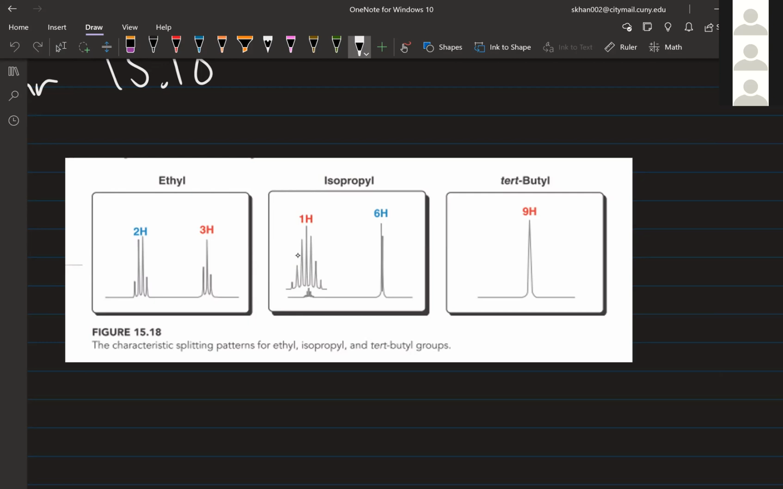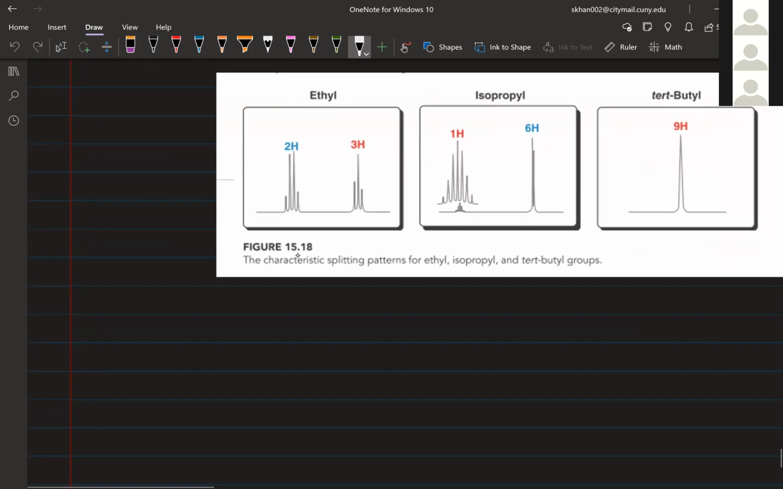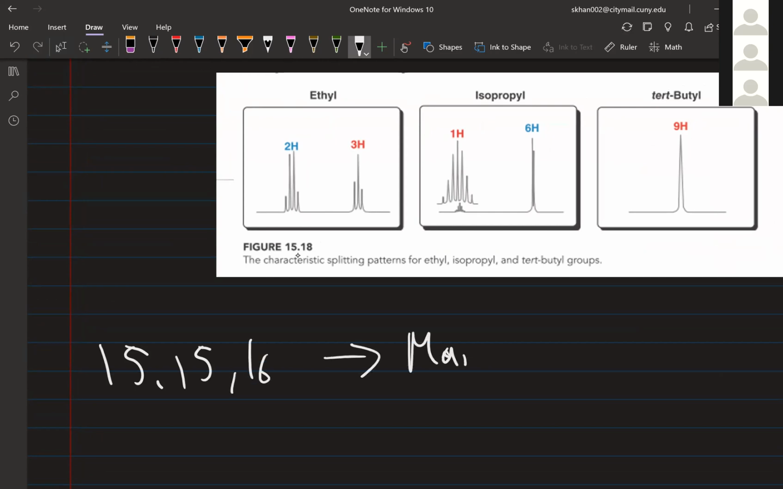That covers it for multiplicity. In terms of practice problems, I would suggest the following from the main textbook: 15.15, and I guess you could do 16 for extra. So this is the main textbook. There's probably stuff at the back of the chapter. I'm just pointing out the in-chapter questions. I'm sure there's more practice problems at the end that you could find too.